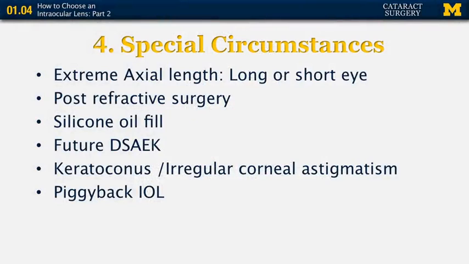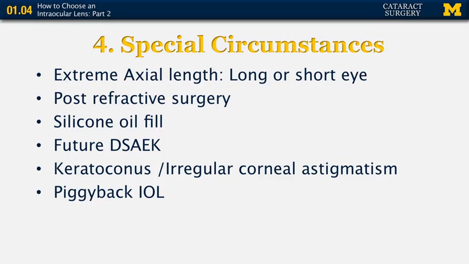Step number 4, special circumstances. One size does not fit all. Here we want to pay attention to the bigger picture and the context of what we're looking at. We've already gone through one case example, which is the length of the eye. Certain extremes of axial length can give you certain anticipated refractive post-op errors. For example, in a long eye, we expect a hyperopic error. In a short eye, we expect a myopic error. And there we can make certain adjustments.